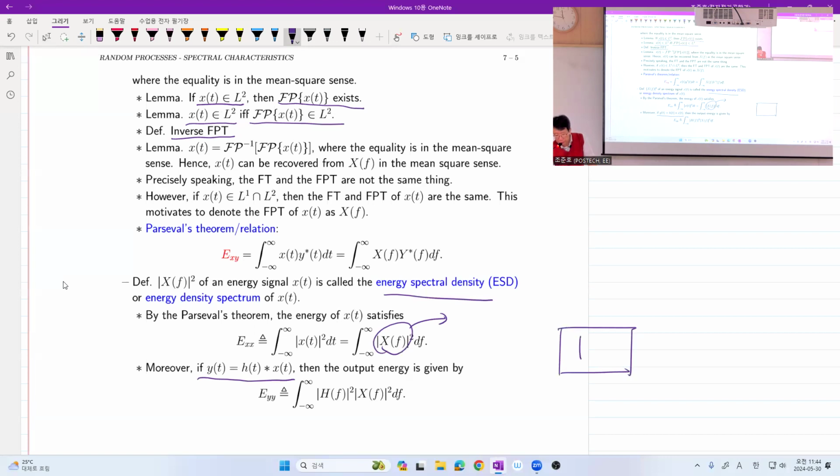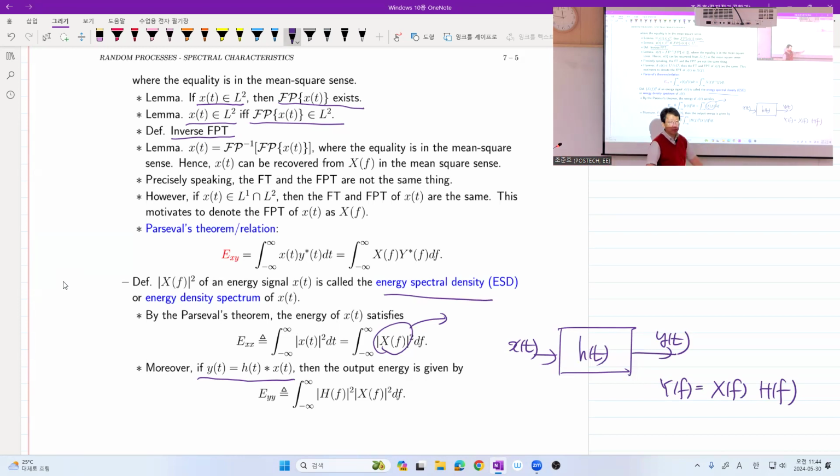So h of t is a linear filter, possibly bandpass. Now, you know from signals and systems, the output Fourier transform is simply the product between the Fourier transforms of the input and the impulse response of the LTI system. Now, let's compute the output energy. Then you have this, right?